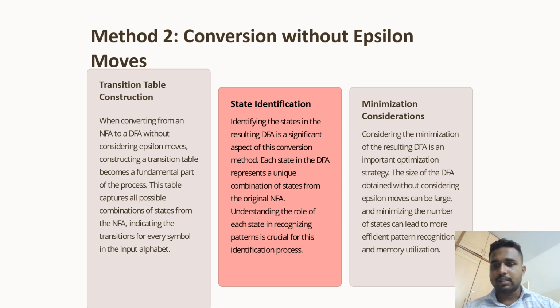Minimization considerations. Considering the minimization of the resulting DFA is an important optimization strategy. The size of the DFA obtained without considering epsilon moves can be large, and minimizing the number of states can lead to more efficient pattern recognition and memory utilization.